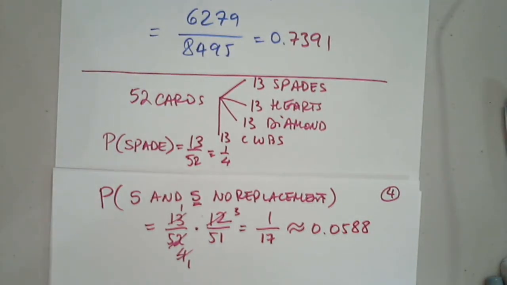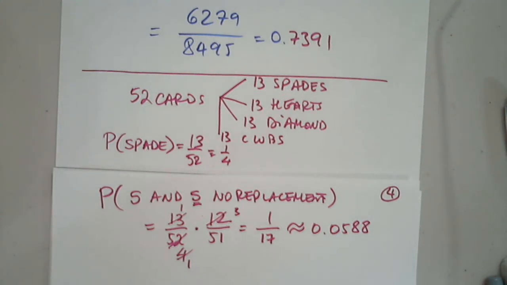So let's go back. Round to 3 decimal places. So it's 0.059. And this was without replacement.